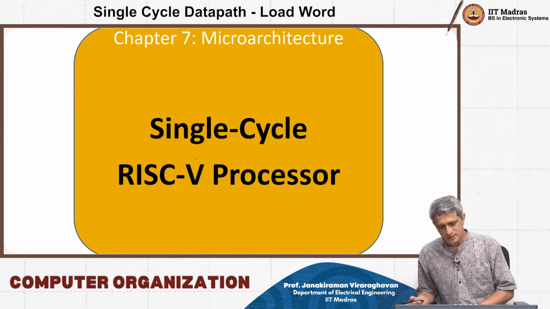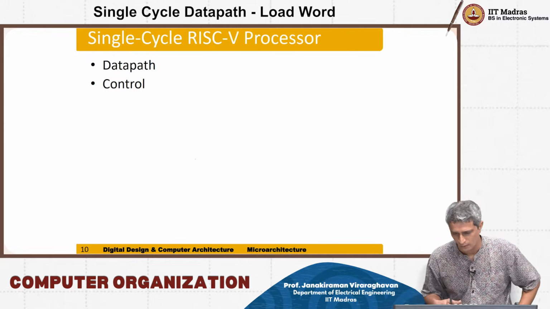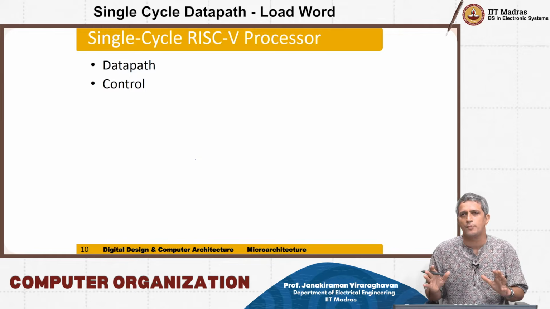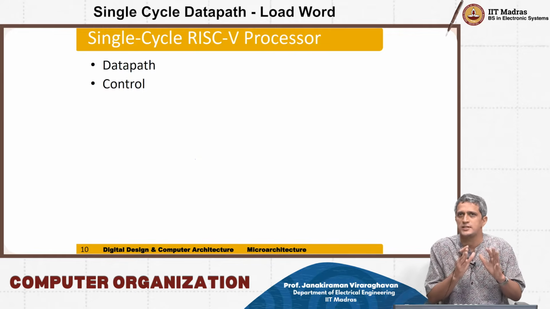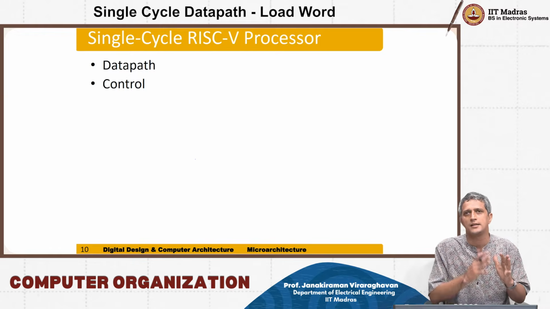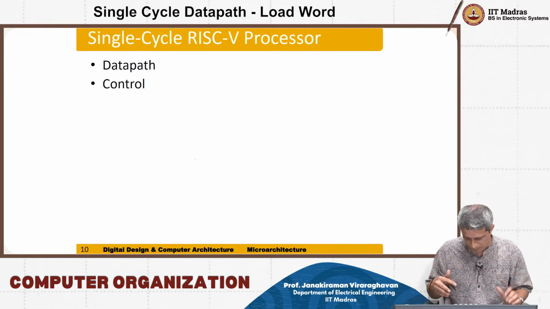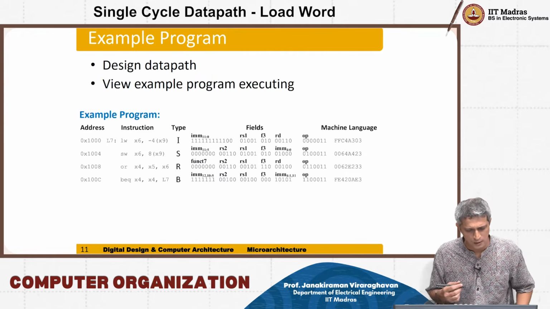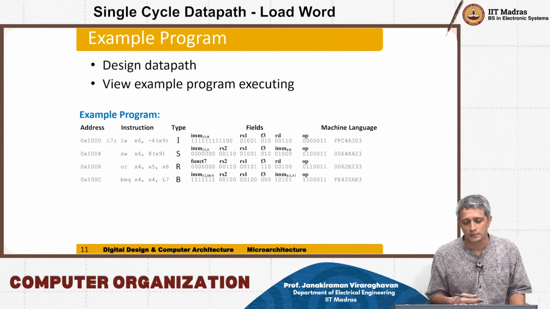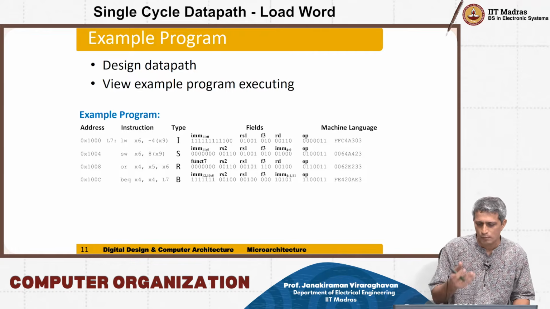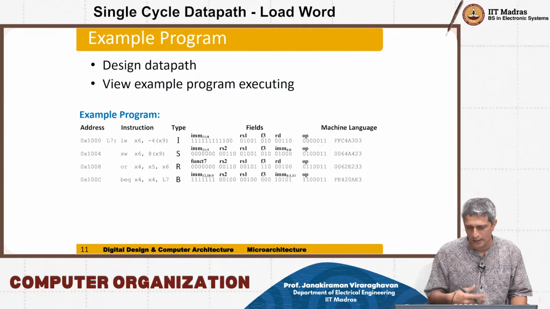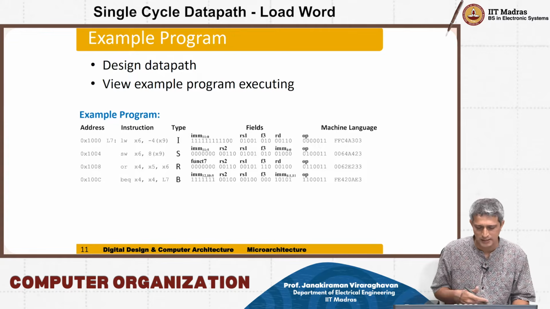So let's now look at the single cycle RISC-V processor. In order to implement any processor, what we need to do is first implement a data path and then the control path separately. So let us look at a simple program that we are going to execute, and based on this we will try to design the data path.